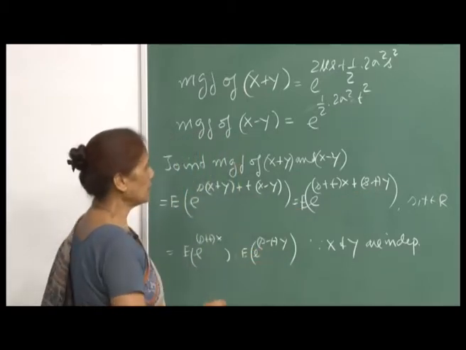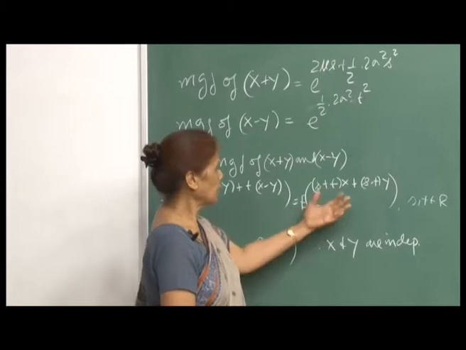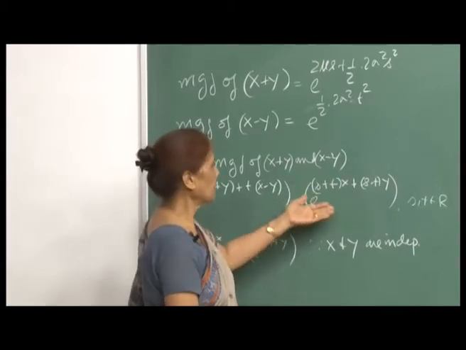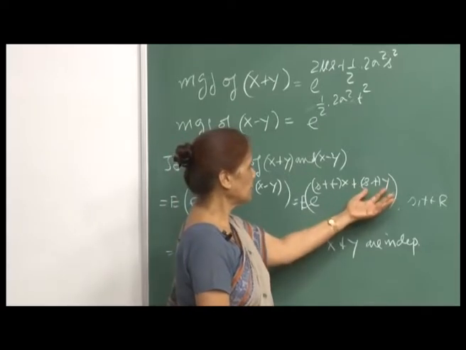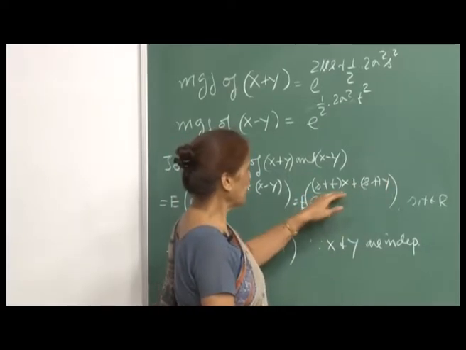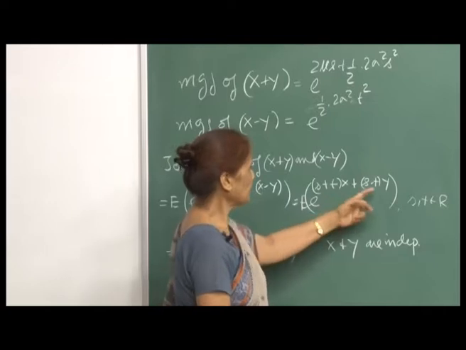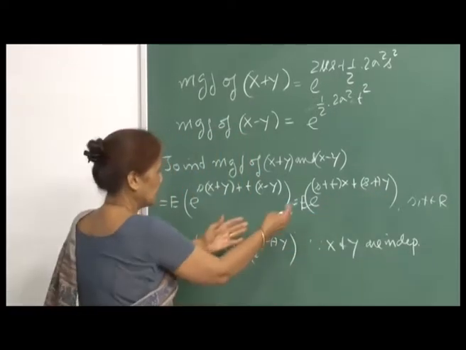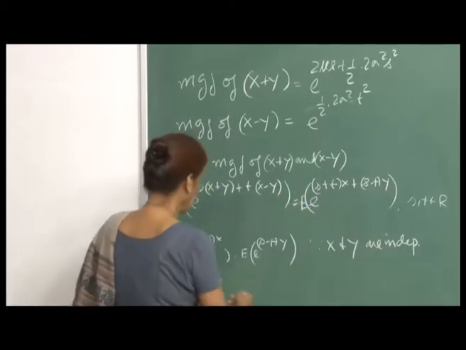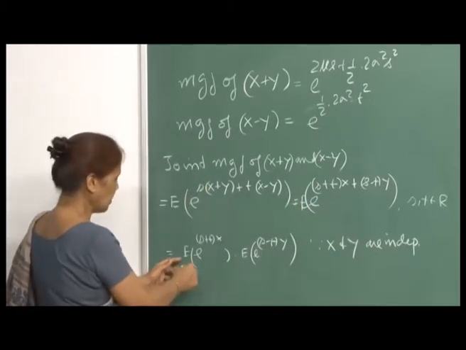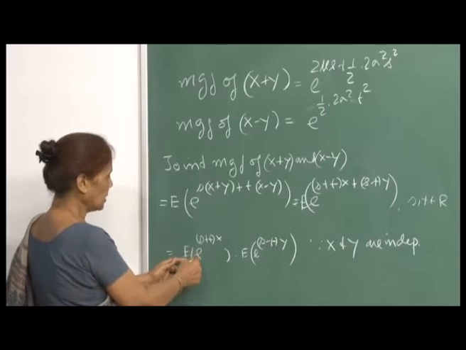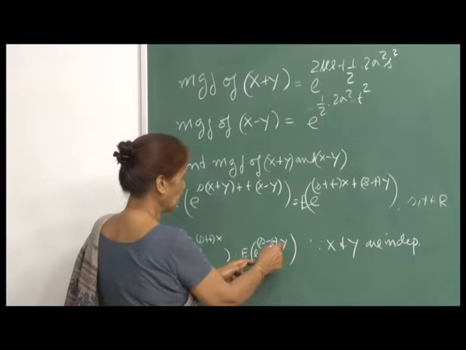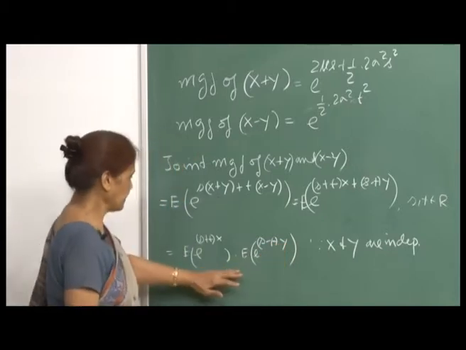Now, we will use the independence of x and y, because this is simply s plus t times x, which can be your t 1, and s minus t, which can be your t 2. So, this is e raised to t 1 x plus t 2 y, but x and y are independent random variables. Therefore, I can decompose this MGF into the individual MGFs. So, this will become the expectation of e raised to (s plus t) times x, into the expectation of e raised to (s minus t) times y.